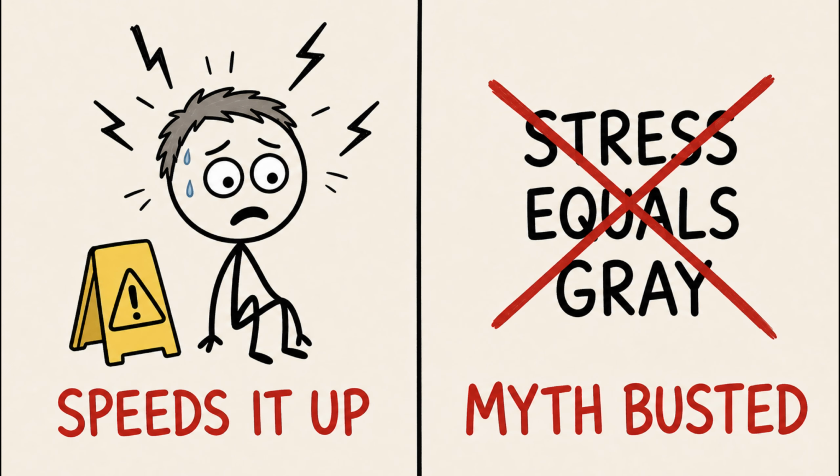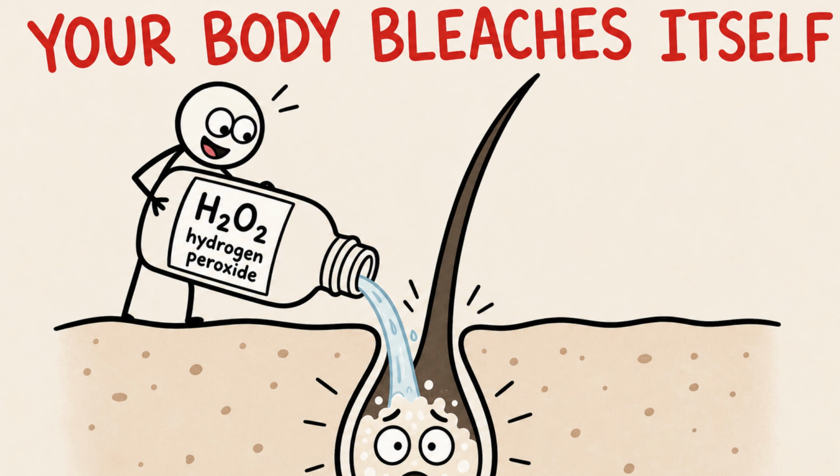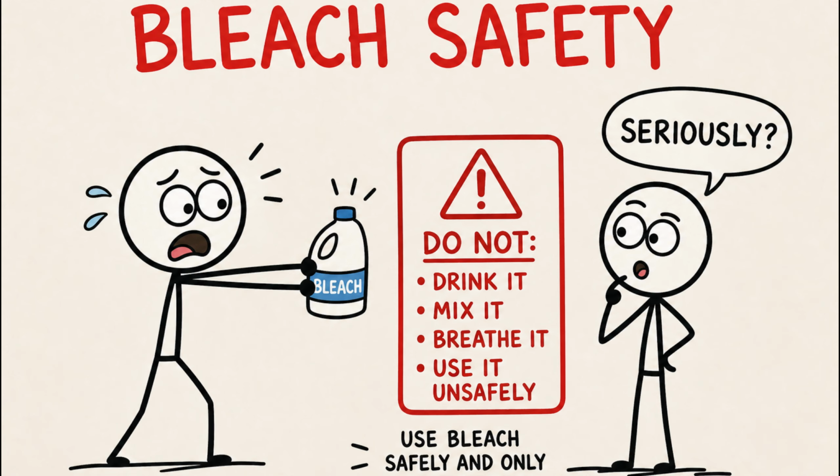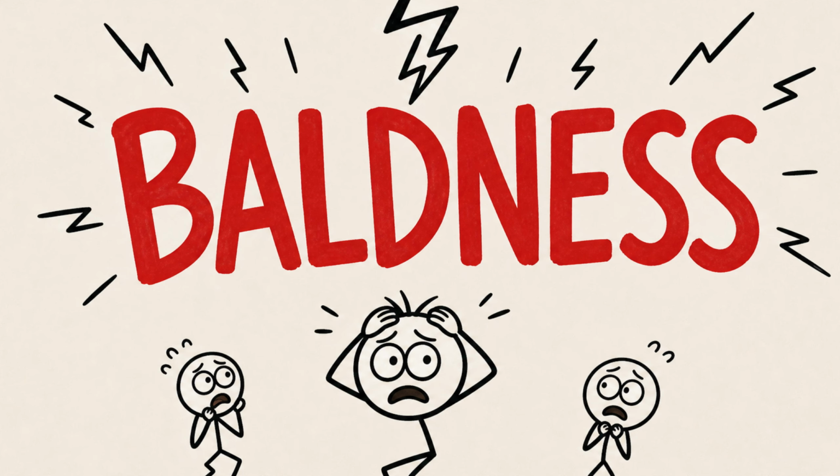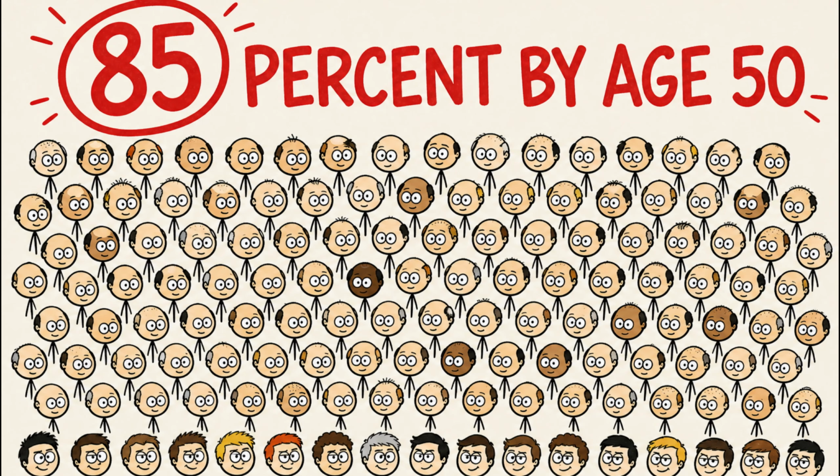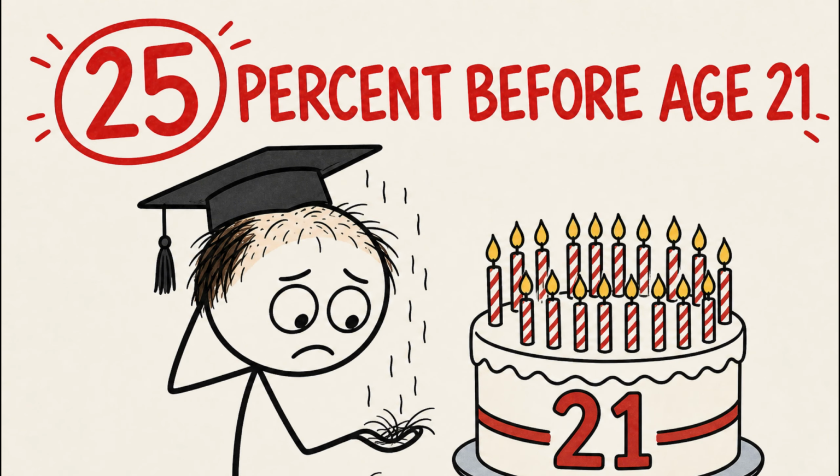Stress can speed it up, but it doesn't directly cause it. That's a myth. What actually causes it is hydrogen peroxide building up in your follicles. Yep, your body literally bleaches your own hair from the inside. And now, the chapter everyone secretly fears: baldness. About 85% of men will experience significant hair thinning by age 50. And about 25% start losing hair before they even turn 21.